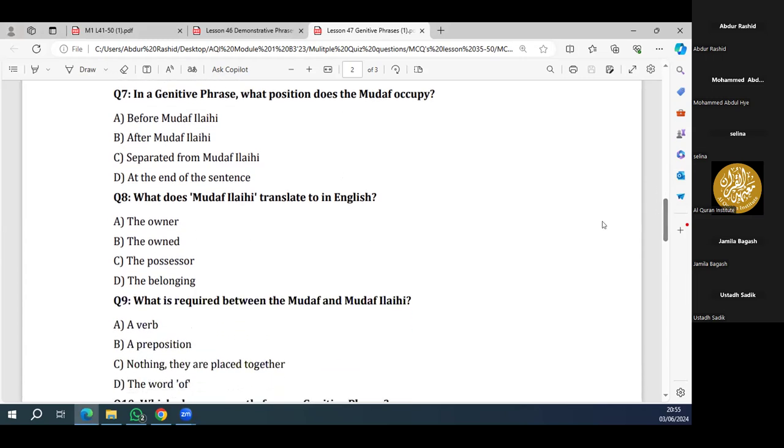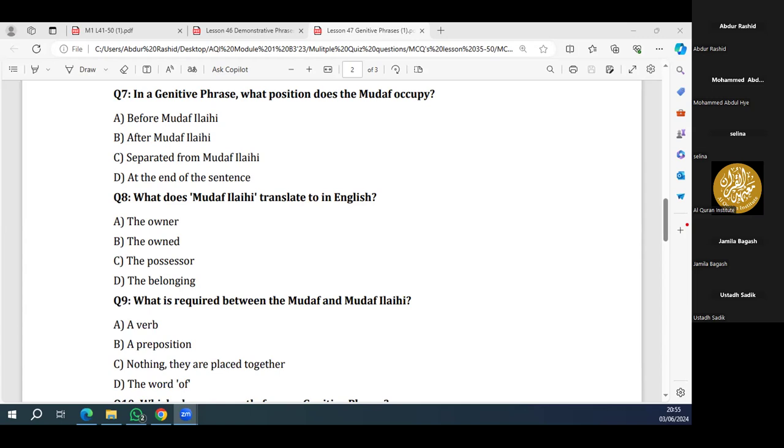Question 7. In a genitive phrase, what position does mudaf occupy? Is it A, before mudaf ilayhi? B, after mudaf ilayhi? C, separated by mudaf ilayhi? Or D, at the end of the sentence? What position does mudaf occupy?